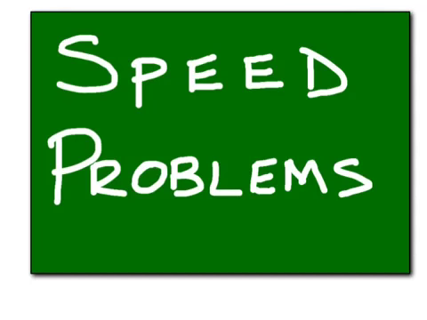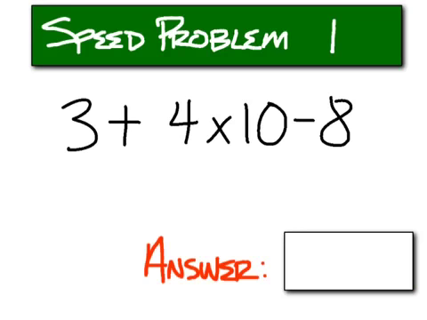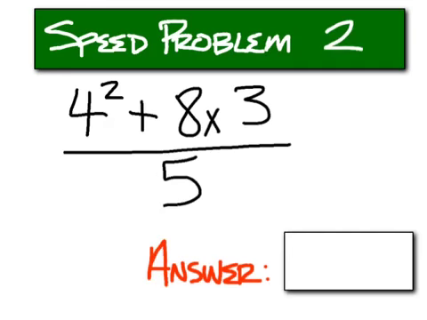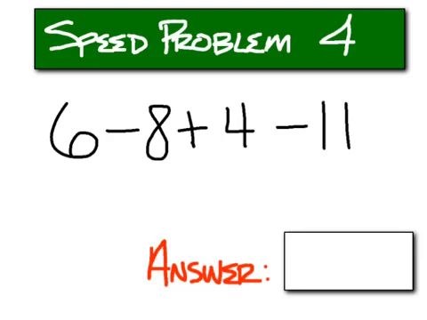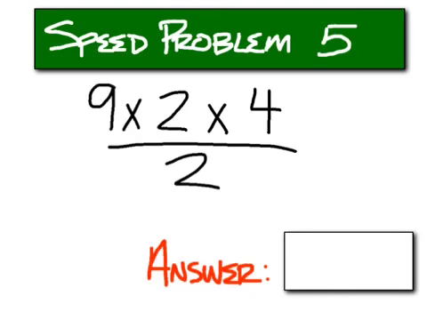Okay, hot seat lottery. Get ready. Number 1. Answer for that one, 35. Number 2. Okay, answer for that one is 8. Number 3. Answer for this one should have been negative 2. Number 4. Answer is negative 9. Number 5. Okay, answer was 36.